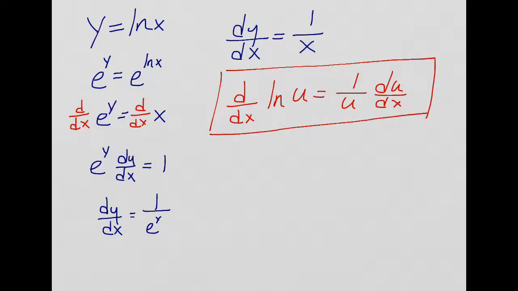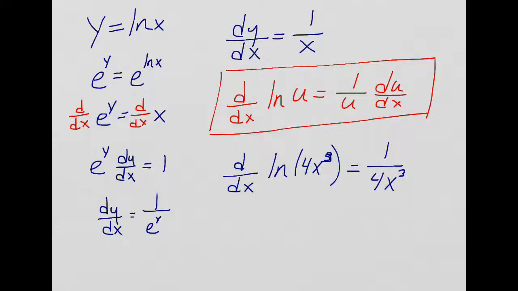So what does this look like now then? Let's try to actually do an example of this. So let's say we want to take the derivative with respect to x of the natural log of, we'll say, 4x cubed. Well, in order to do this, it's simply going to be 1 over u, so in this case 1 over 4x cubed, times the derivative of u. So the derivative of that 4x cubed would be 12x squared.